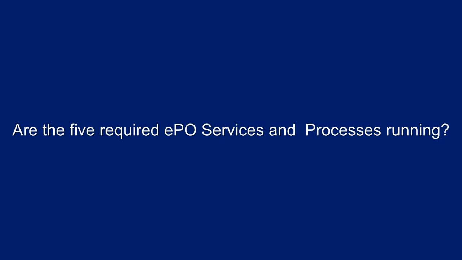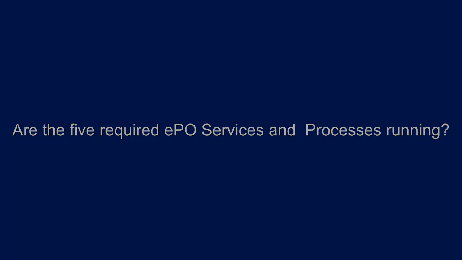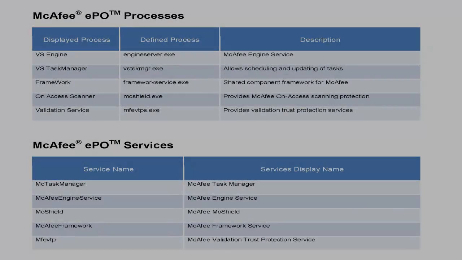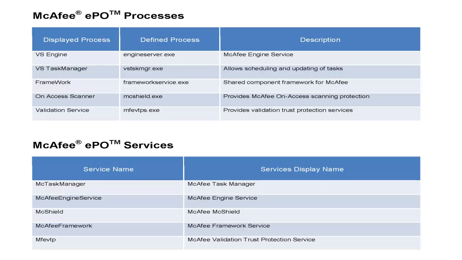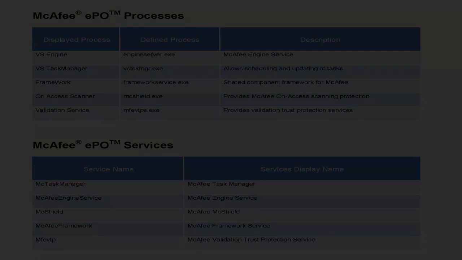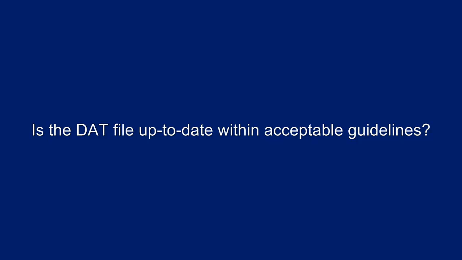Next, we want to validate that the five required services and five processes associated with virus scan are configured and running correctly. If any one of these fails because it is stopped, it is a critical problem that the EPO console cannot remediate alone. And last, we want to validate that the signature file is up to date within acceptable guidelines.